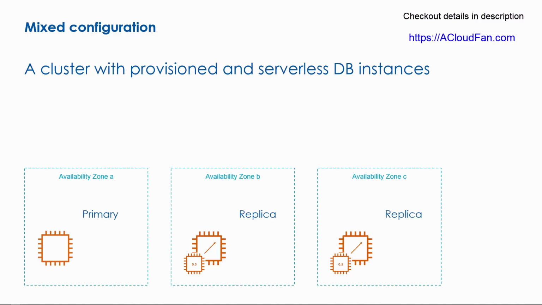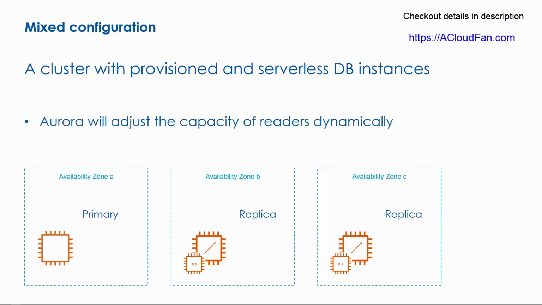Here is an example in which we have a writer instance that is provisioned, whereas the replicas are both serverless instances. The behavior of the cluster will be that Aurora will adjust the capacity of the readers based on the resource usage resulting from the read traffic.